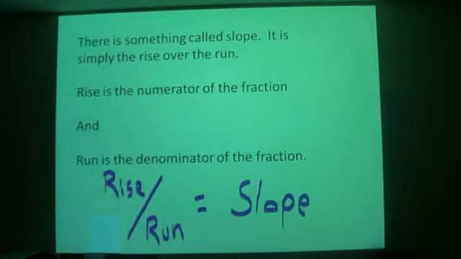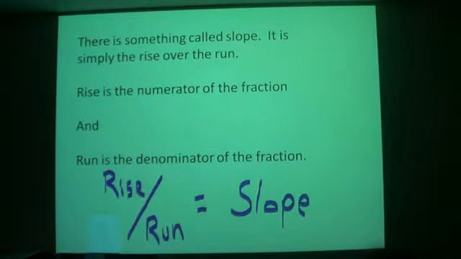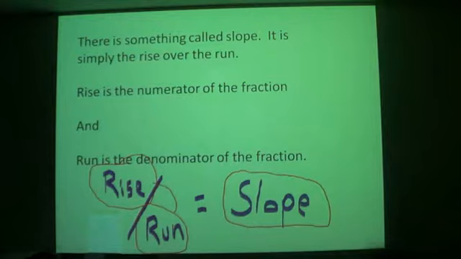There's something that we call slope. It's simply just the rise over the run. And rise is the numerator of a fraction, and run is the denominator of a fraction. Here you see we have the rise, that's the numerator, and the run, that's the denominator. We can do the long division on this, and we wind up with getting a number that we call slope. So if my rise is 2 and my run is 1, my slope is going to be a slope of positive 2.